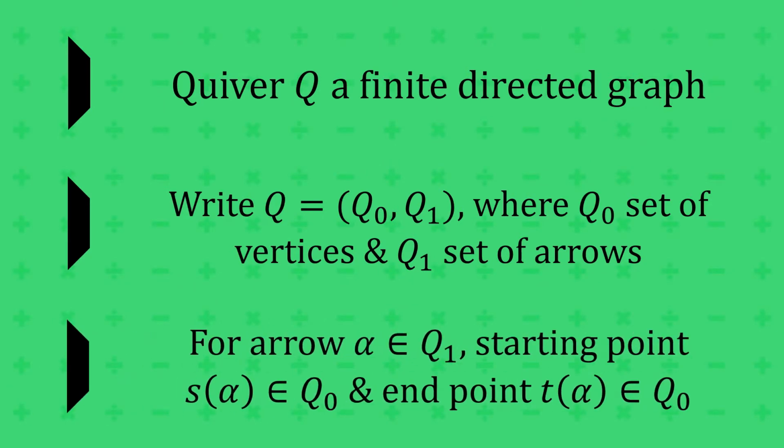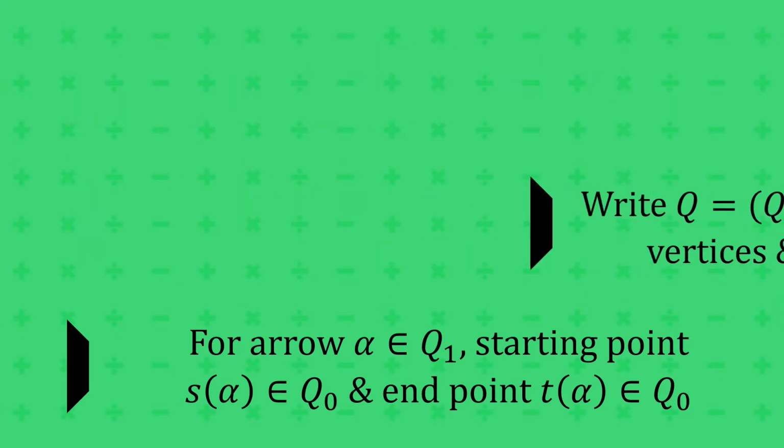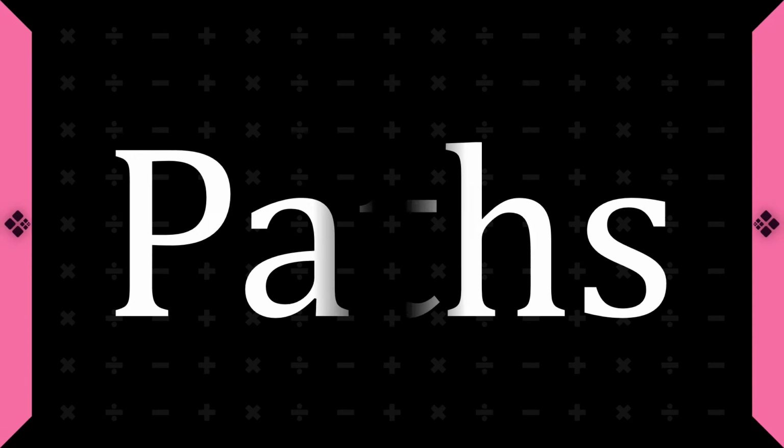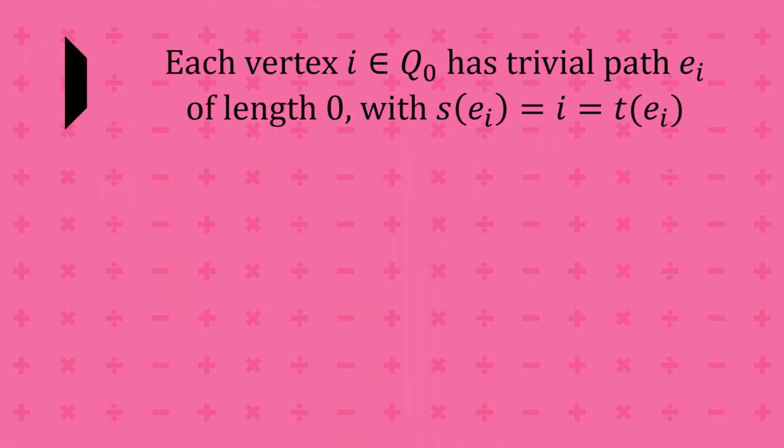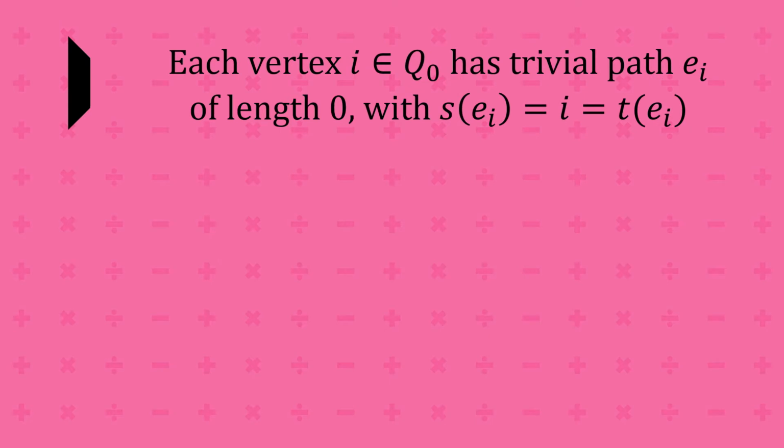For an arrow alpha in Q1, its starting point is S of alpha, which is in Q0, and its endpoint is T of alpha, which is also in Q0. To define a path algebra, we also need to discuss paths. Each vertex i in Q0 has the trivial path e_i of length 0, with S of e_i equal to i and T of e_i equal to i.